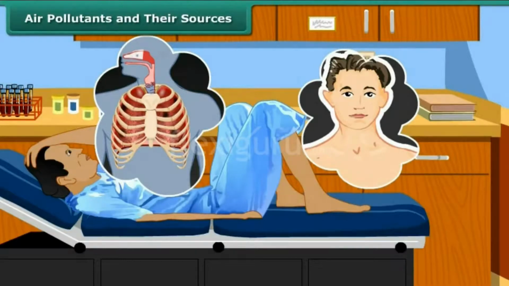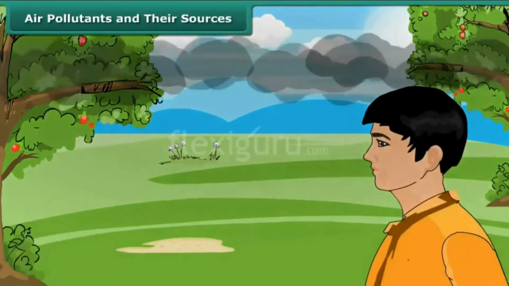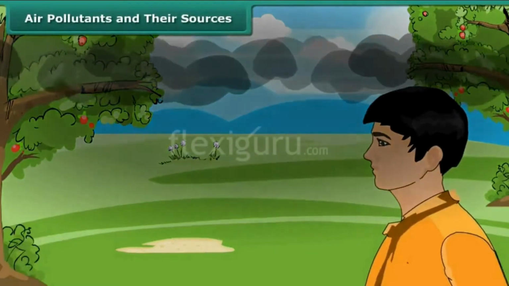Have you heard about smog? Smog is made up of smoke and fog. Smoke generally contains oxides of nitrogen and other air pollutants. The smoke causes breathing difficulties such as asthma, cough, and sneezing in children.